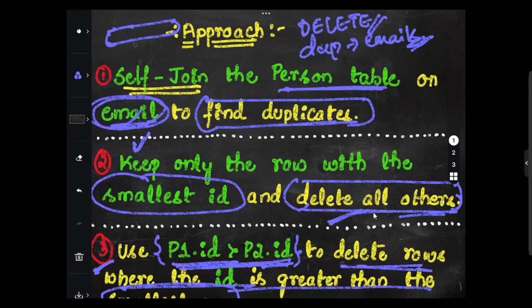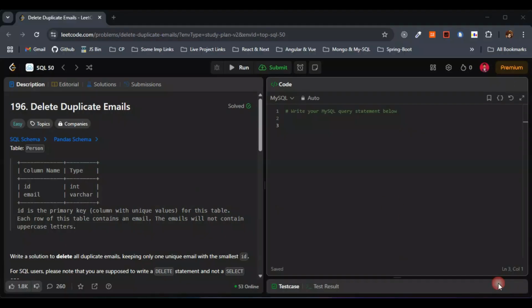So as we are familiar with the approach now, it will be easier to write the query. Now let's start writing it. First, we will delete p1 from person p1. Nothing but we are deleting the rows from the person table, alias p1, right here. So let me write delete p1 from person p1. This is mainly coming from the person table, alias p1.